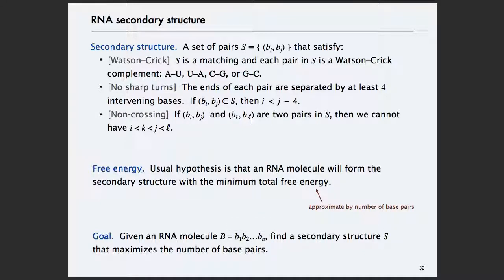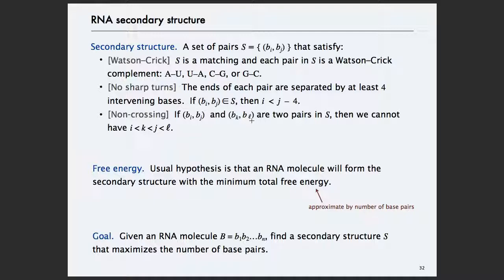The secondary structure of RNA tends to be a set of pairs, right? The things that you're matching, the numbers that you're matching, satisfy 3 things. Watson-Crick, so they're actually complementing. A matches with U, U with A, C with G, and G with C.